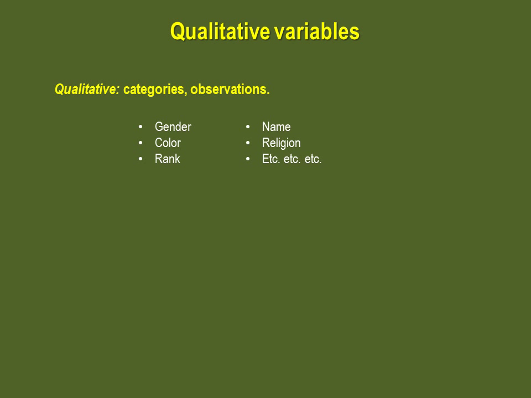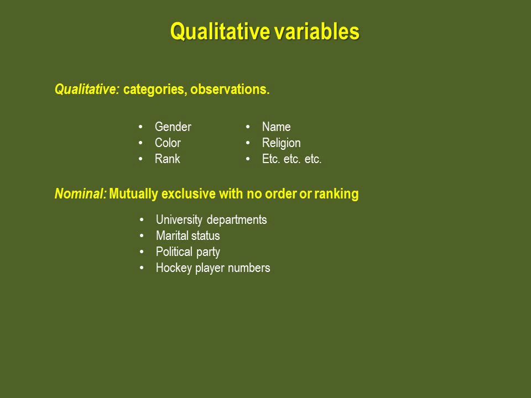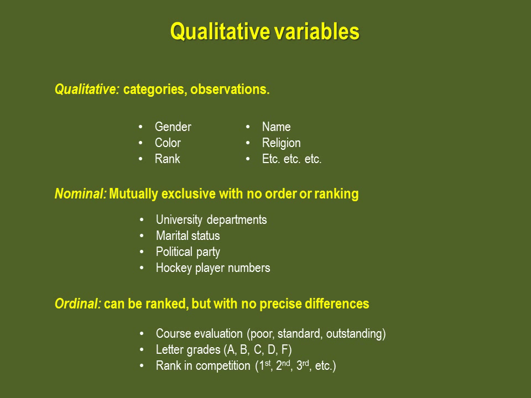The qualitative variables can be divided into two categories. The first one is nominal, which classifies data in mutually exclusive categories with no possible ranking or order. The second category is ordinal. These can be placed into categories and ranked, but there is no precise measurement possible.